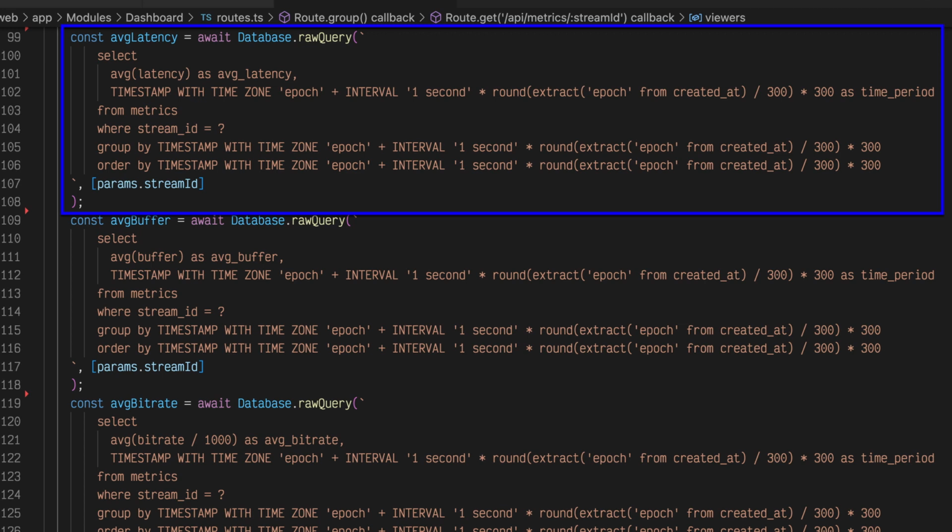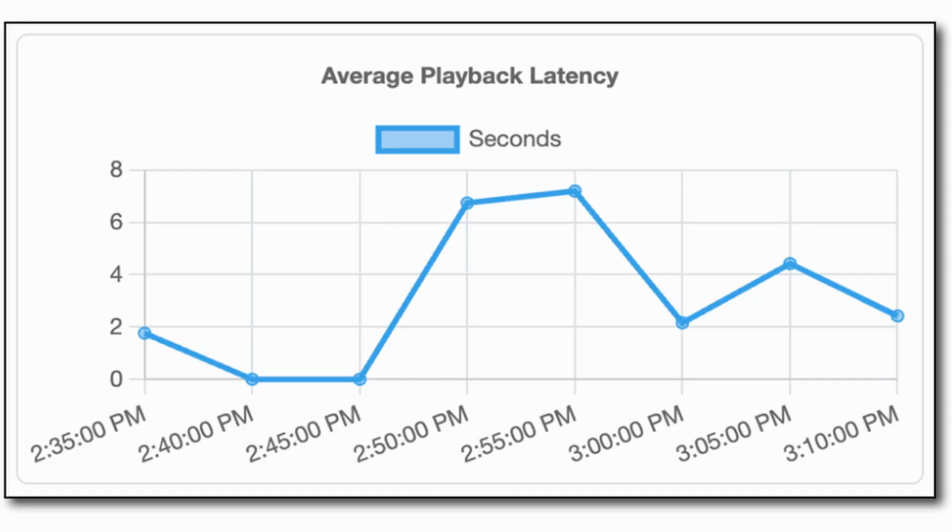This query is used to retrieve playback latency. This data is also aggregated at a 5-minute interval. Playback latency data is presented as a line chart.